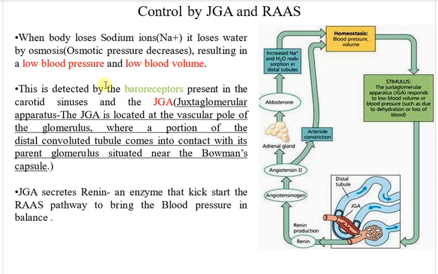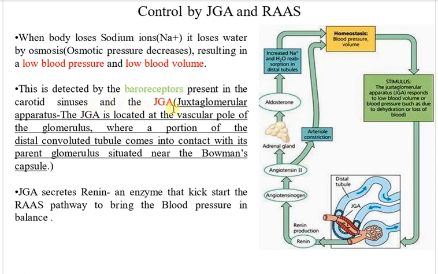they can check whether there is any change in blood pressure. So low blood volume or low blood pressure is detected by the baroreceptors present in the carotid sinuses. What is it? Carotid sinuses are in the upper portion of our body, especially around the neck region.